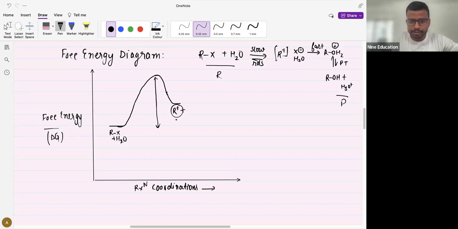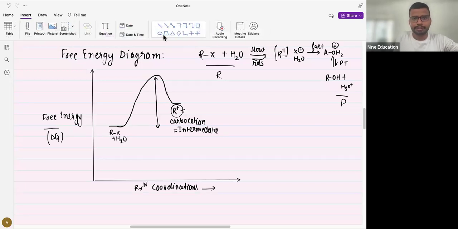So intermediates are, R's will be found here. R positive, which is what? R carbocation. Carbocation is our intermediate. I've told you in the first class also, the valleys are what? The valleys of an energy profile diagram are intermediates. देख लें.